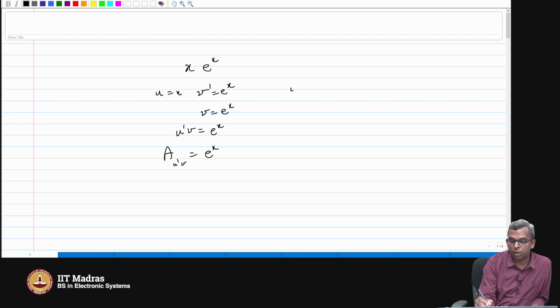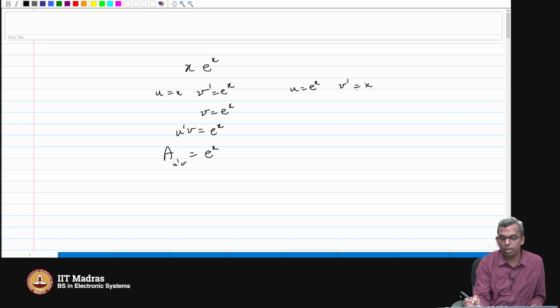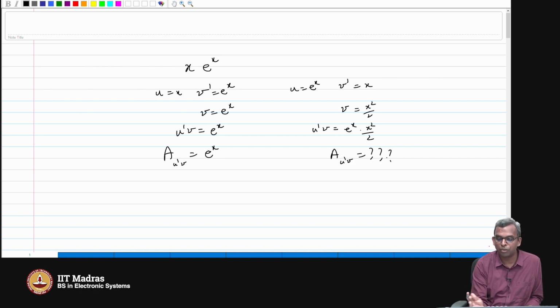Suppose I had done the other way around, I identified u as e power x and v prime as x, okay. Some people may argue that is also okay. So if you do that, you will get an antiderivative here as x squared by 2, maybe plus c, that is not relevant here, it is just x squared by 2. And what is u prime v? That is e power x times x squared by 2. I have gone in the opposite direction, right. Instead of reducing this x to 1, I have gone to e power x into x squared by 2, and this I do not know, right. I am stuck. So you notice the difference here.